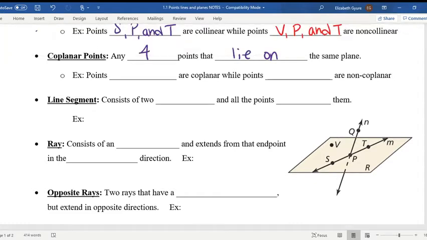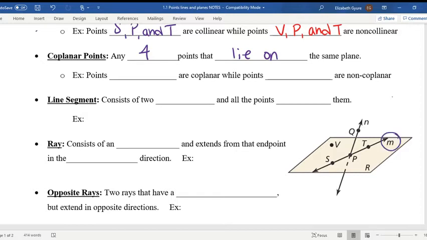So for our coplanar points, we're just looking for 4 points that lie on a plane. Well, we only have one plane actually drawn for us. That's plane R, and you look at the little R in the corner. So if I pick 4 points that are on it, that would be V, T, P, and S.